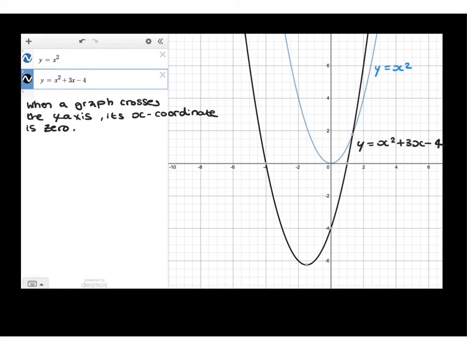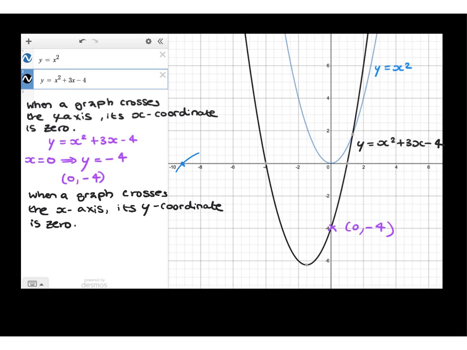So let's take the equation of this graph, y equals x squared plus 3x minus 4, and of course, if we make its x-coordinate equal to 0, y then equals 0 squared plus 3 times 0 minus 4, so we get y equals negative 4. So we get a coordinate 0, negative 4, and look here, the graph crosses the y-axis at 0, negative 4. Now, let's think about where a graph crosses the x-axis. At the instant it crosses the x-axis, it will have a y-coordinate of 0. So let's see what happens when we make y equal to 0.